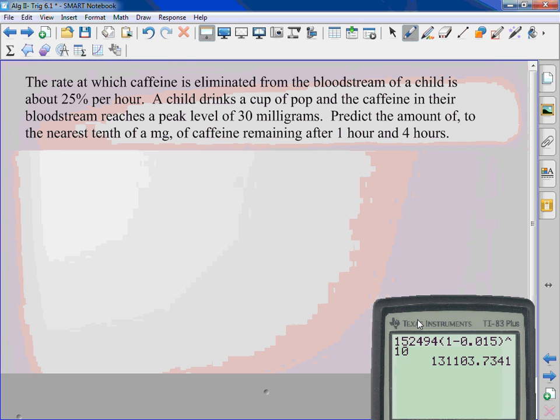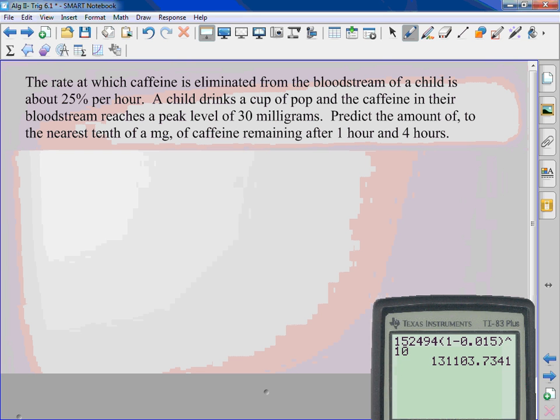All right, a child drinks a cup of pop and the caffeine in their bloodstream reaches a peak level of 30 milligrams. Predict the amount of, to the nearest tenth of a milligram, the amount of caffeine remaining after 1 hour and after 4 hours. Try to set up both.